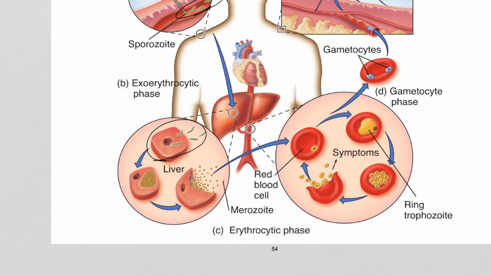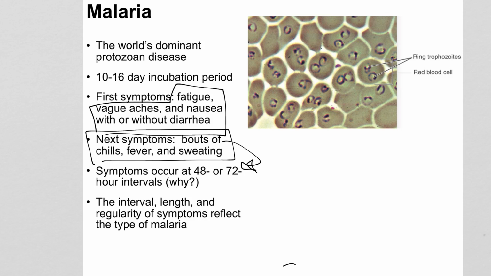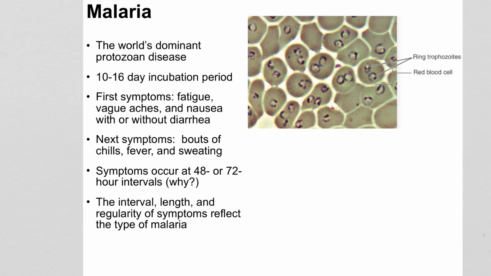Once they have replicated enough, the hepatocytes, the liver cells that are infected, will rupture. And at that point, the Plasmodium changes to a different stage in its life cycle and now becomes receptive to infecting red blood cells. So that's the erythrocytic phase. Red blood cells are erythrocytes. And right when the liver cells start to rupture, that corresponds with those initial, first detected symptoms of fatigue and nausea from liver dysfunction.